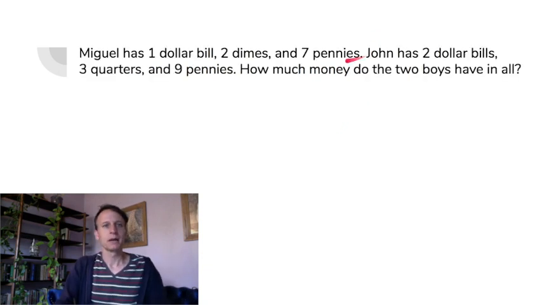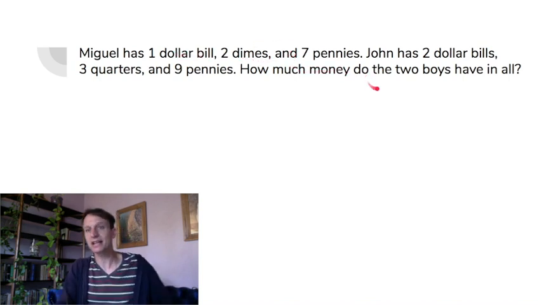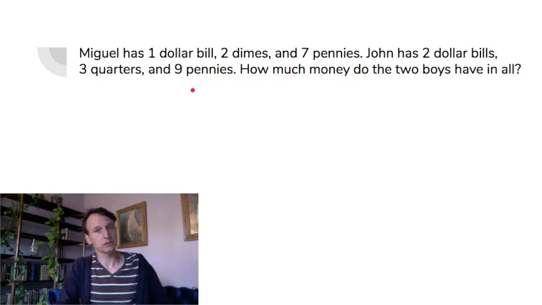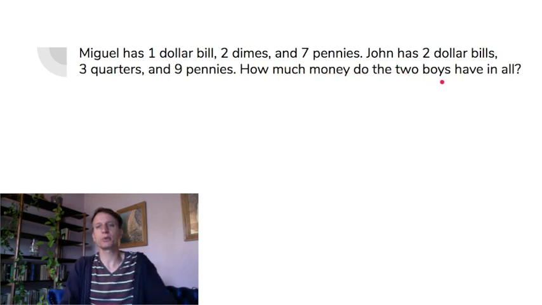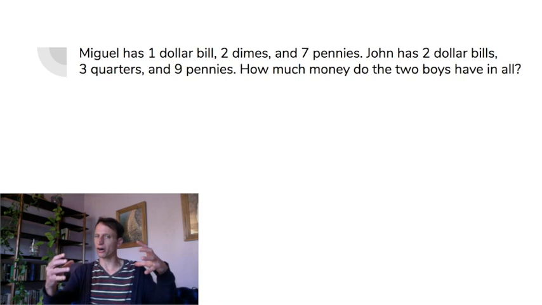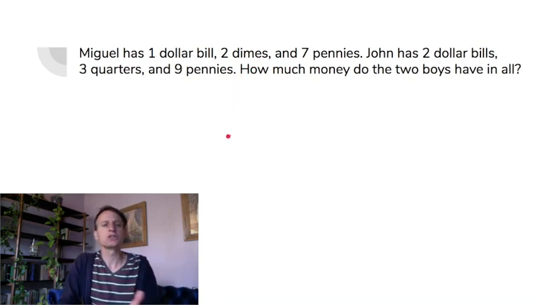Here we go. Miguel, rich fella that he is, has $1, 2 dimes, and 7 pennies. John has $2 bills, 3 quarters, and 9 pennies. How much money do the 2 boys have in all? This is pretty straightforward. In all, right? So we know we're putting it all together. Should we draw 1 tape or 2?